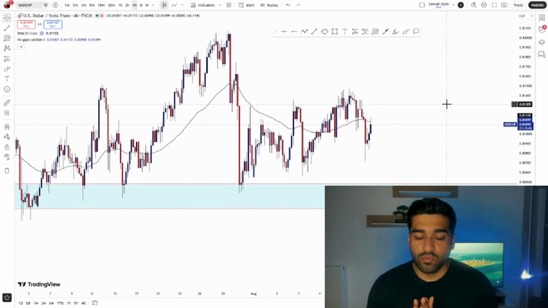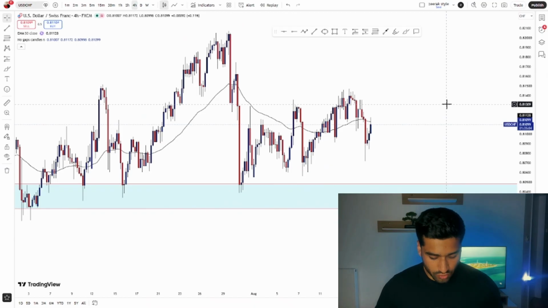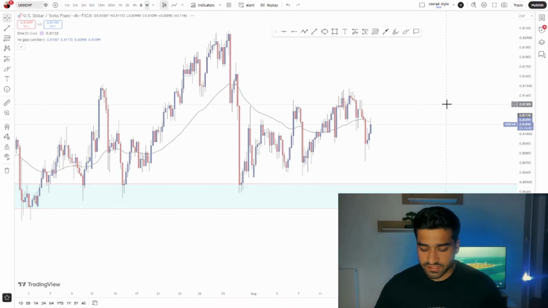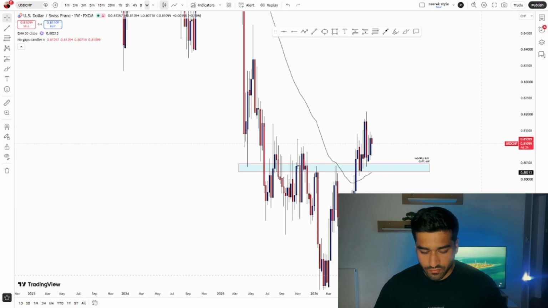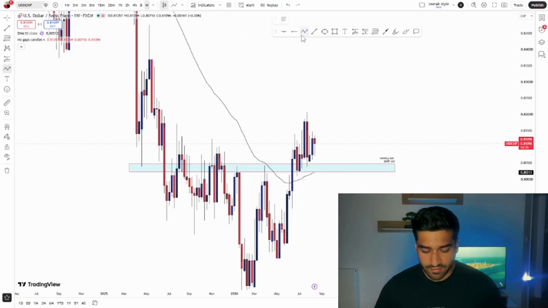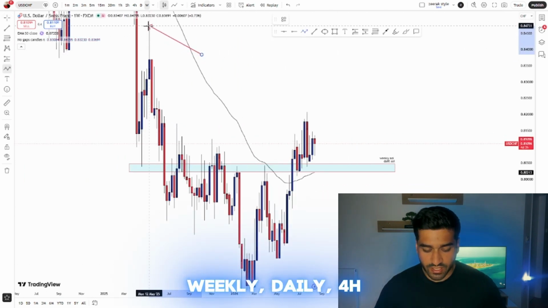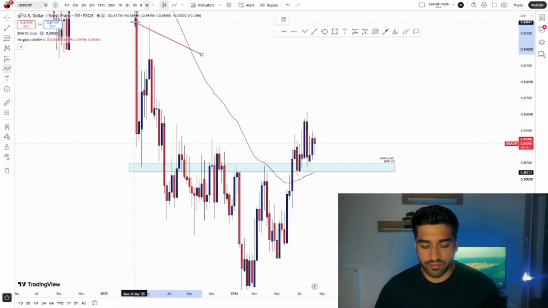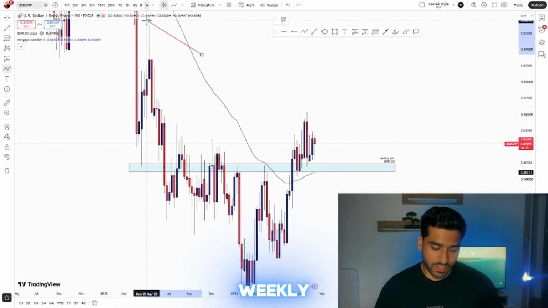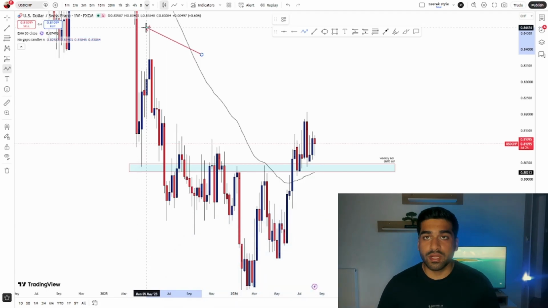Yeah, so right now we are on the screen and let's go to the weekly. The first thing you will do is use these three time frames: the weekly, the daily, and the 4 hour. These three time frames are your highest time frames. You will start from the weekly, then go to the daily, then go to the 4 hour. So where can you put your area of interest?